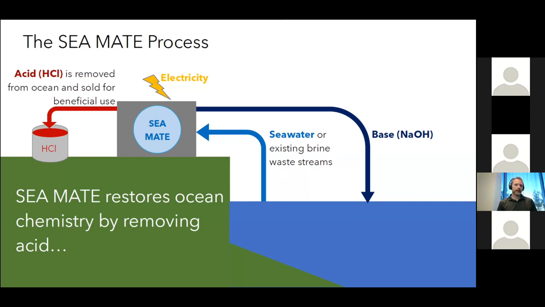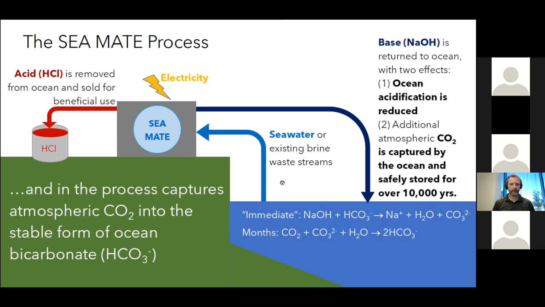And then the acid is removed. We need to make sure that acid doesn't find its way back into the ocean and reverse the process, and sold for beneficial use. More detail on that in a few slides. And then a little more detail on what's happening, the net process when we return the base to the ocean.